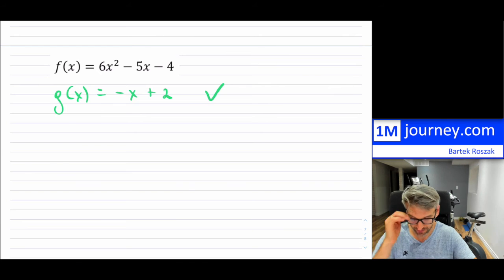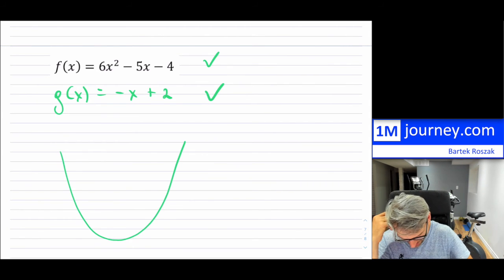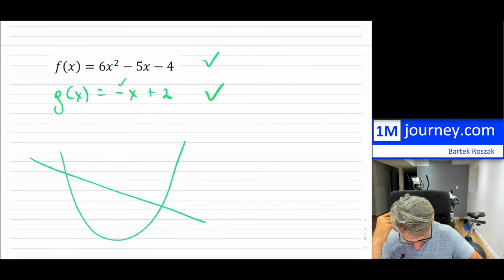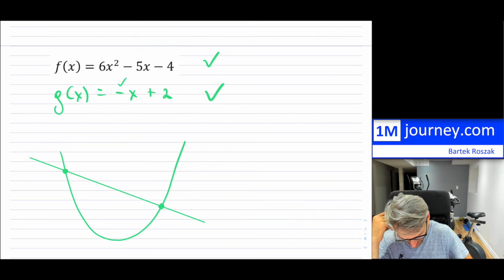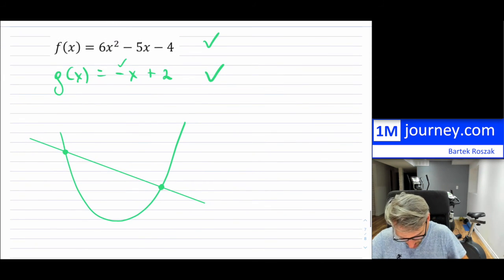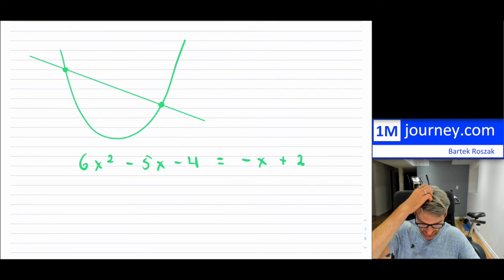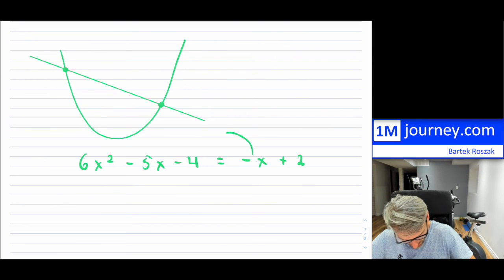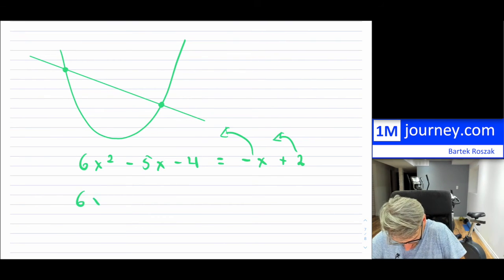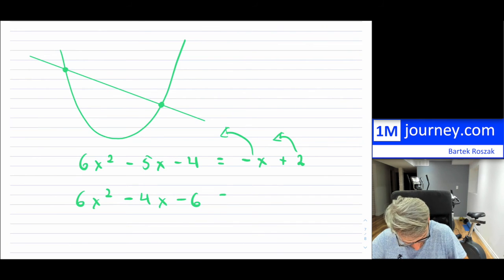So this is a line, and this is a quadratic. We're going to have something like this, and it has a negative slope. So it's going to look something like that. There should be 2 points of intersection somewhere within here. So we've got to equate these. 6x squared minus 5x minus 4. This is where these two functions intersect each other. Let's bring this over to the other side. So 6x squared, it's going to be plus x, so it's going to become -4x, minus 2, it's going to be -6, it goes to 0.